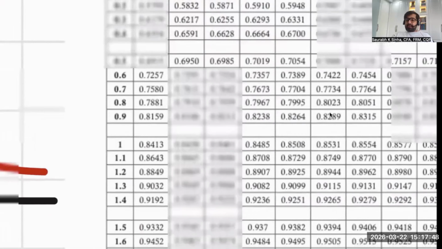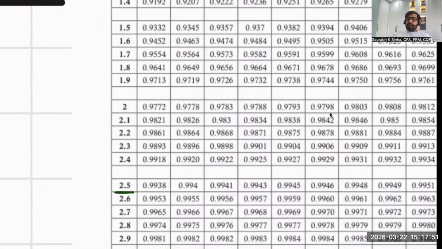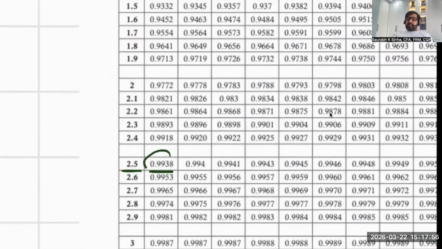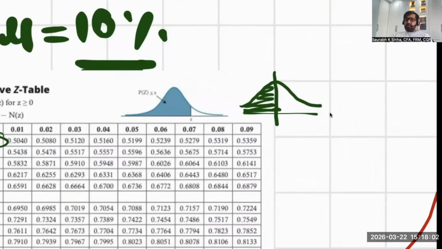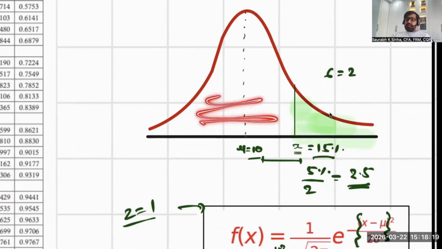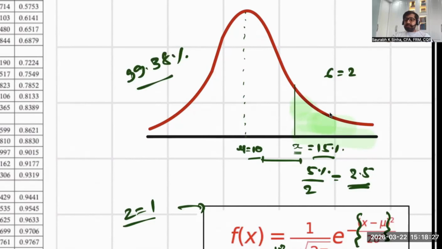Let's look for 2.5. Where do you get the value 2.5? 2.5 gives 99.38. So basically, the area is 99.38. But which area is 99.38? Let's look at the image. If you start covering the area from the left-hand direction and reach the Z value of 2.5, then this area is 99.38%. But are you interested in this area? No, you're not interested in this area. This area came to 99.38%.